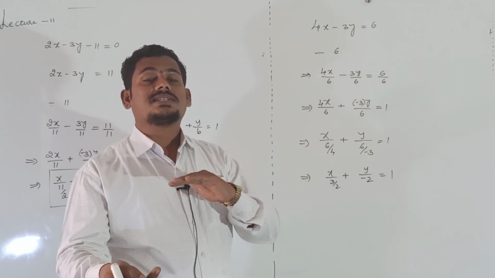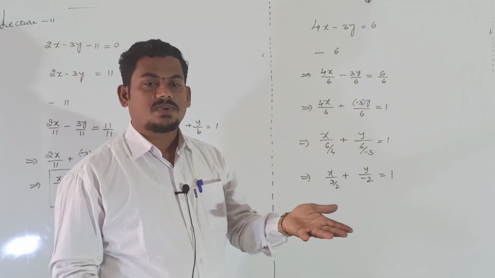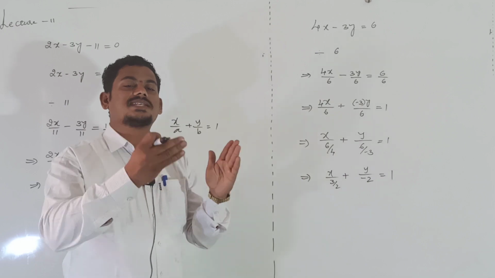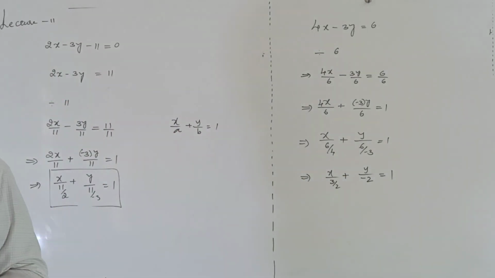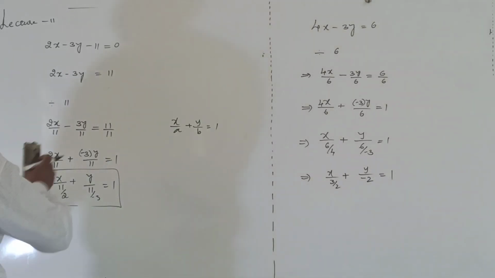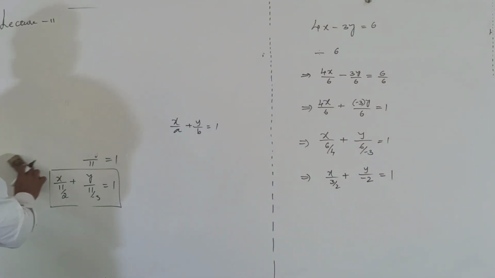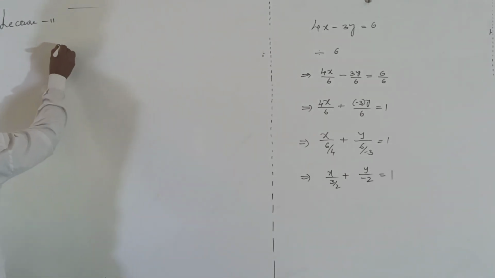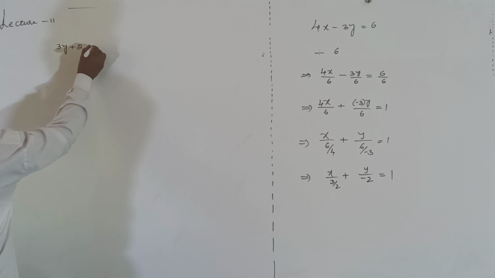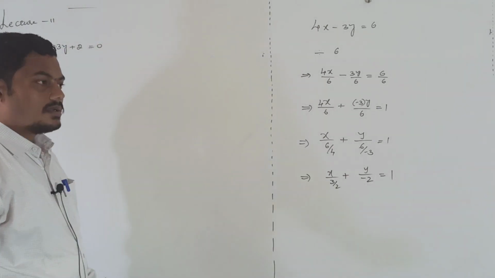Slope intercept means write it in the form of y = mx + c. Intercept form means x/a + y/b = 1, right? Next, reduce the equation 3y + 2 = 0.